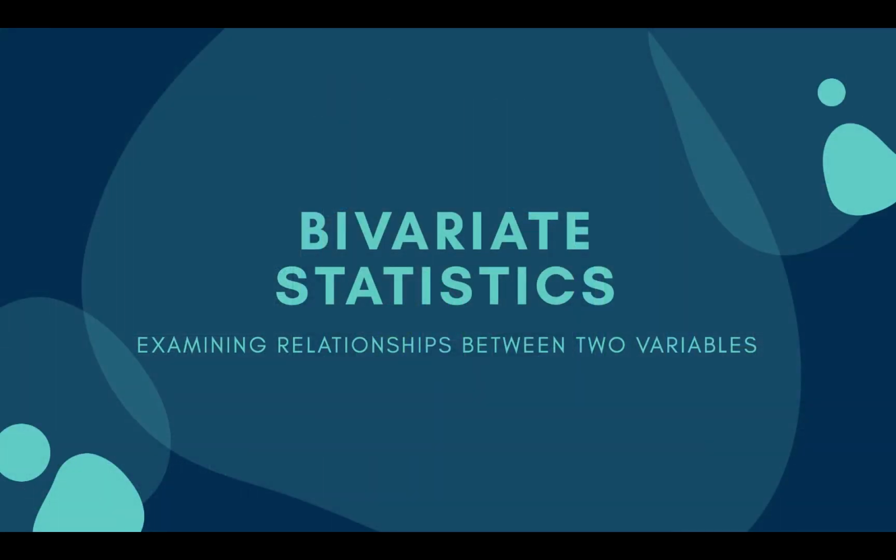Bivariate statistics. So this is where we're moving away from univariate statistics, or just describing what's going on, to bivariate statistics that help us examine actual relationships between two variables, right? So bivariate, two variables. Now we're getting away from descriptive statistics into inferential statistics, right? Explaining something about the social world, right? Generalizing to the social world.